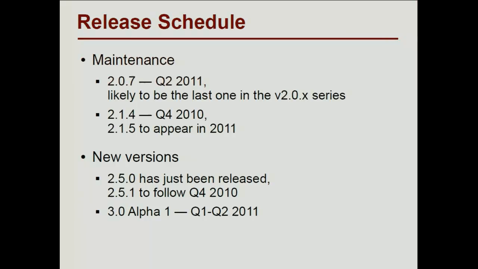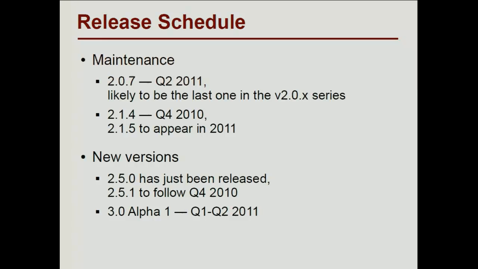The 2.1 series is still supported, and we expect to release 2.1.4 this year, before the end of the year. It has a few very important fixes, and this is a top priority to release. And we expect 2.1.5 to appear next year, maybe in the first half, maybe in the second half. It will depend on how many tickets we resolve against the 2.1 series and when it is ready.